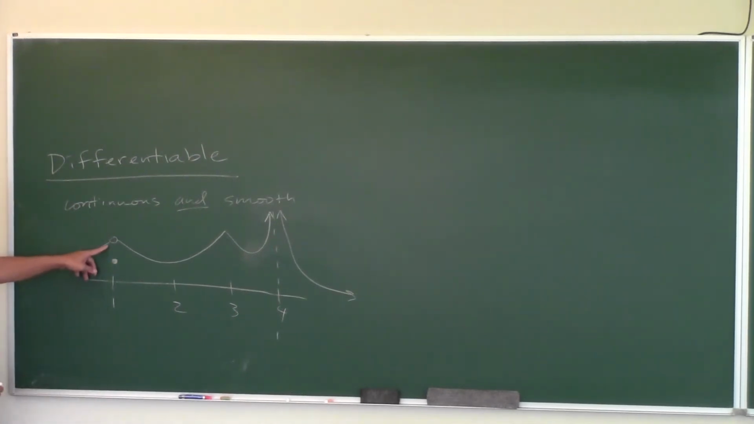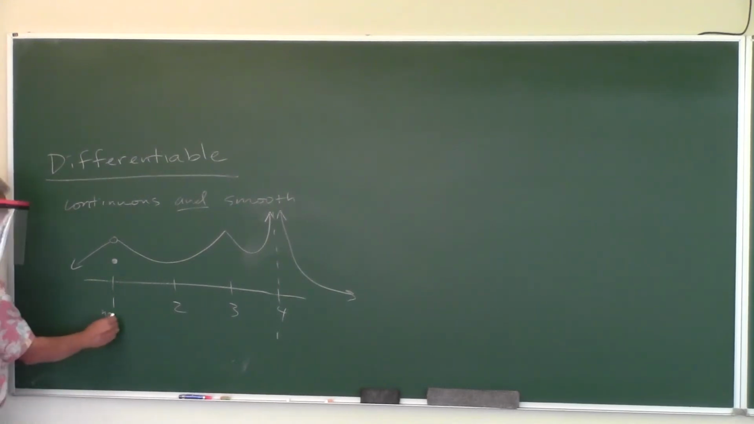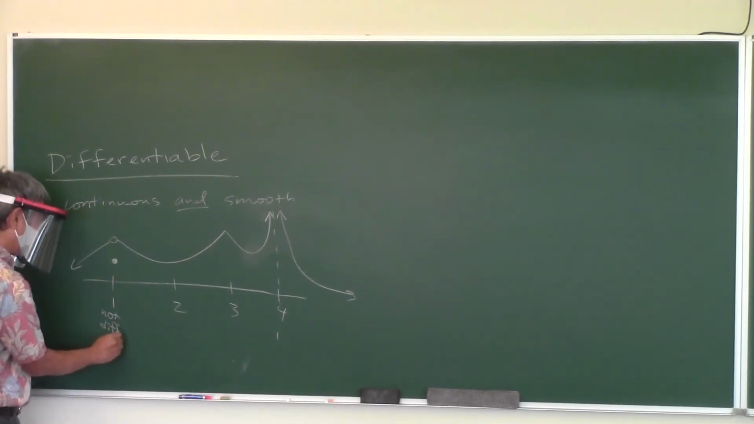Well, look at it. Is it continuous and smooth? Well, it's not even continuous, right? Because there's a break in it. Anytime there's a break in it, it's not continuous. So, no, not differentiable. Maybe we should put not differentiable here.